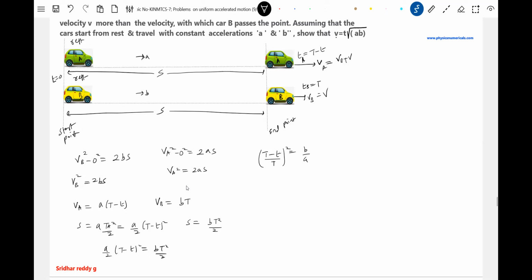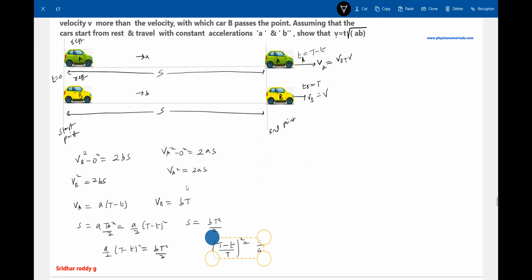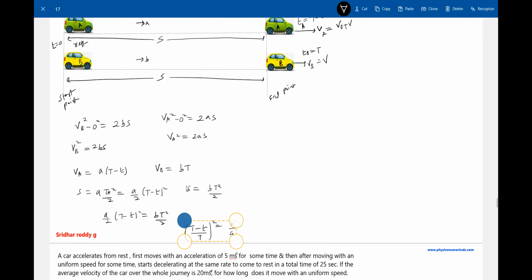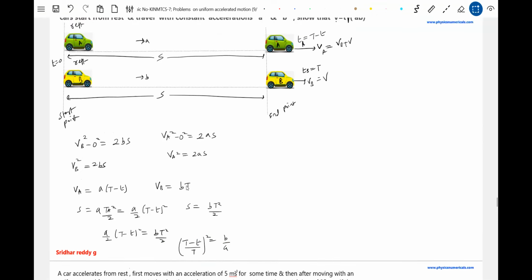Capital T is an unknown thing that should be eliminated. Okay, I agree. Now what is VA equal to, VB plus V? Okay, this is some data which I got from these two, equating and solving. Okay, let's have all this in one place.